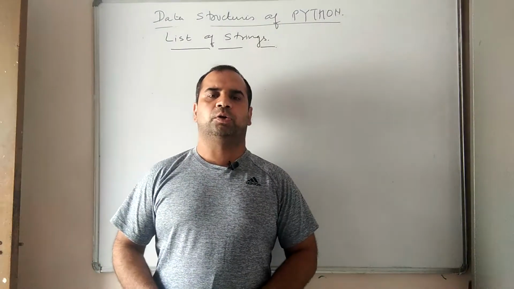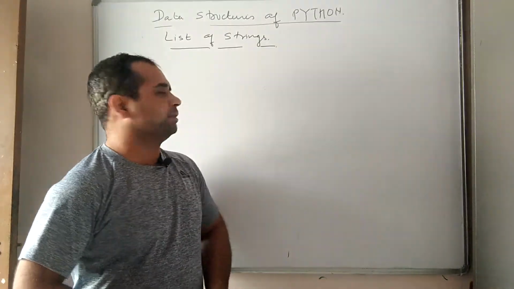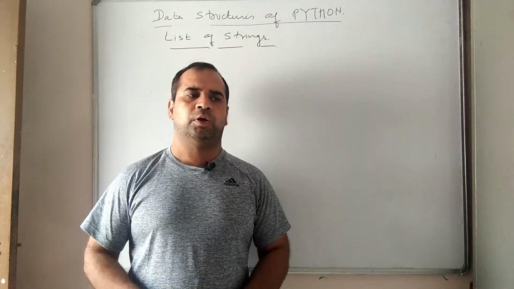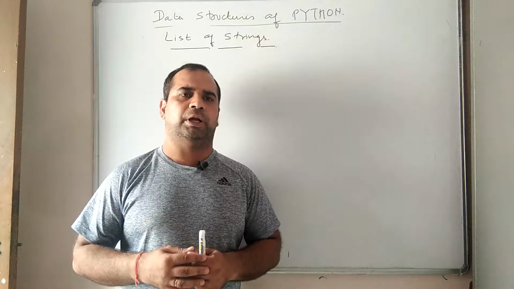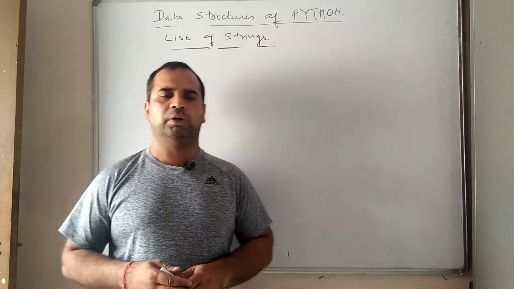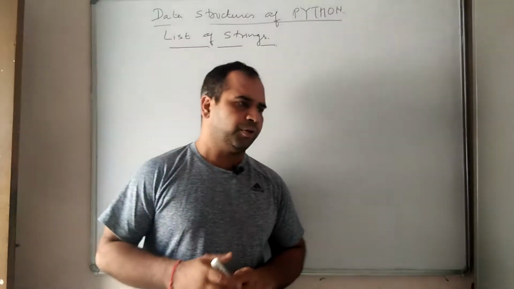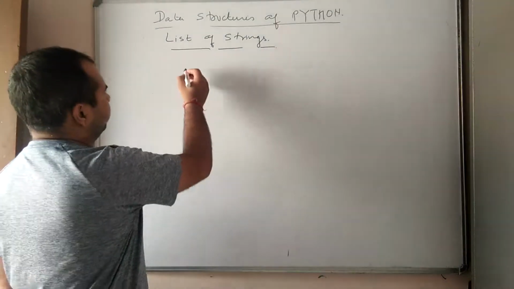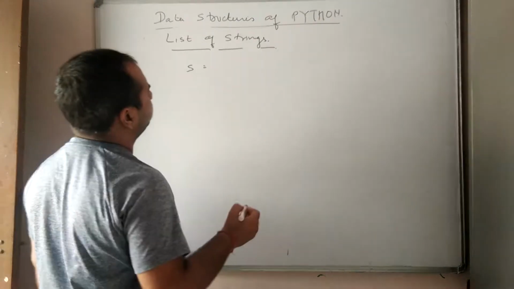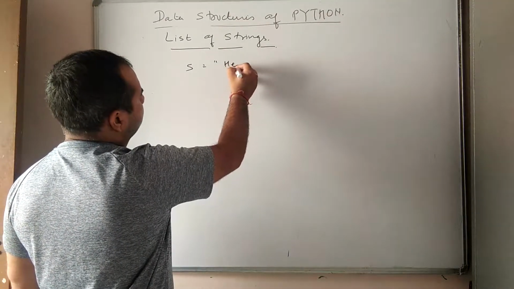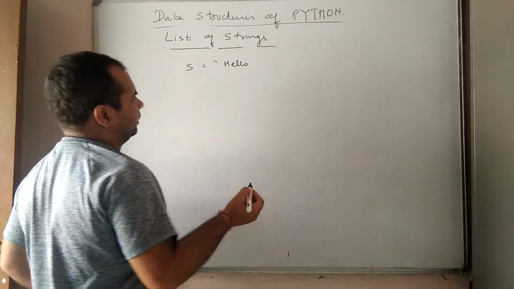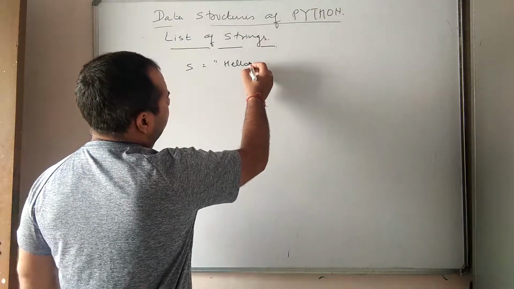Today we are going to discuss the concept of list of strings. That means when we have a list of strings, how we work on them and how we handle different types of operations on list of strings, right? Firstly, let us take a string s equal to, suppose, a simple string, hello. Now it is a simple string known as hello.